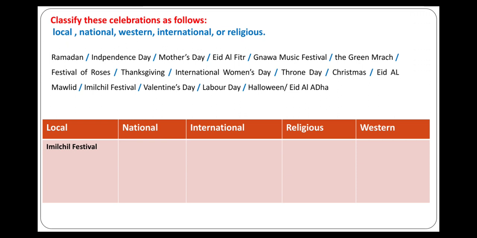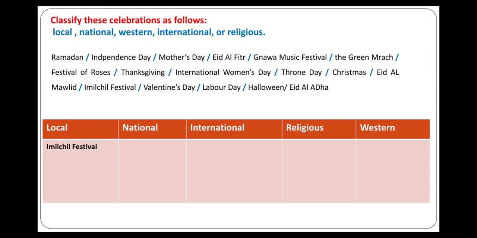So you have Ramadan, Independence Day, Mother's Day, Eid al-Fitr, Gnawa Music Festival, the Green March, Festival of Roses, Thanksgiving. Thanksgiving is an event in America and other Christian countries like Canada, where people cook some beautiful food in order to thank Allah for the good things they have in their lives. International Women's Day, Throne Day, Christmas, Eid al-Fitr, Eid Mawlid, Emil Shil Festival, Valentine's Day, Labor Day, Halloween, Eid al-Adha. So these are some celebrations. Try to classify them here.